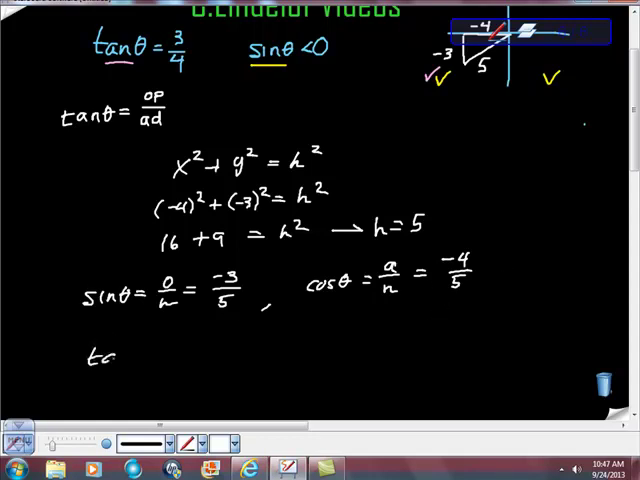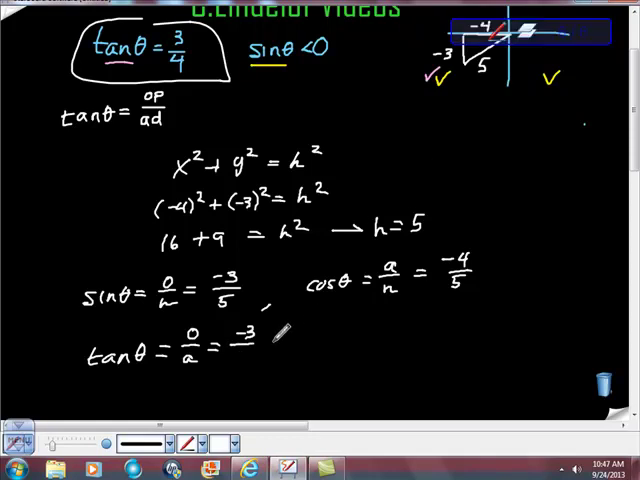And then we can prove tan of theta. They gave us tan of theta is 3/4, but we can prove it because tan of theta is opposite over adjacent. Opposite is -3, adjacent is -4, which is equal to 3/4. So that proved out good. And we can keep chasing the other three trig functions. I'll leave you to do that on your own.